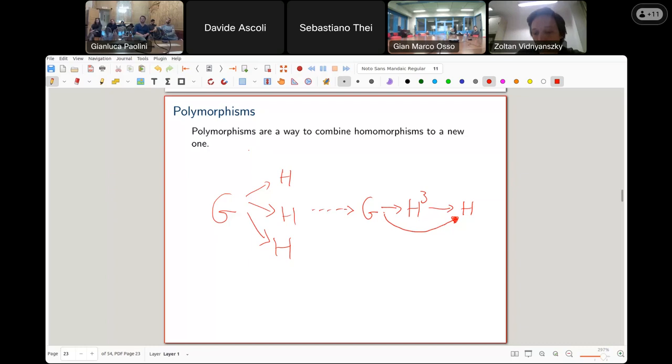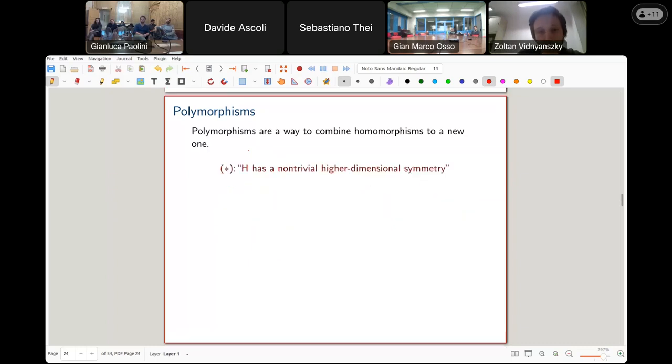Okay. And so let me show another example of a polymorphism. Some people say that the existence of a polymorphism is something like H has a non-trivial higher dimensional symmetry. A polymorphism is really some sort of higher dimensional symmetry.